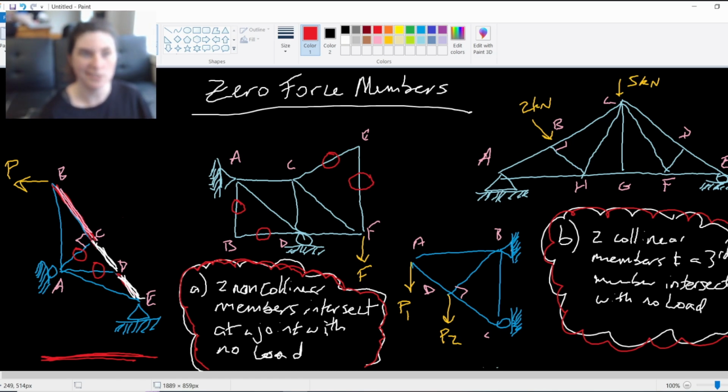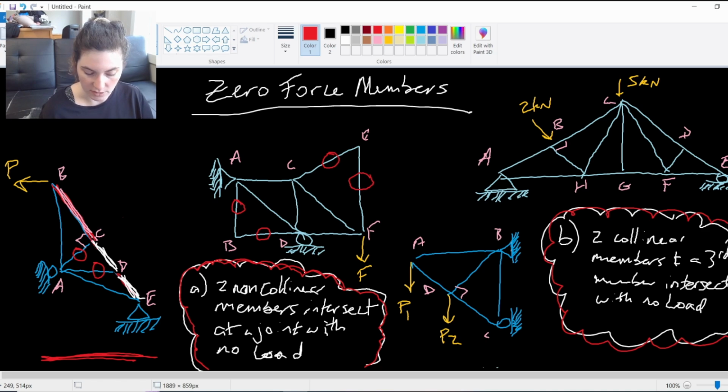So this truss can really be simplified to just a triangle, right? Just the triangle from A to B to E, because the load is only being applied at point B. No load applied at C or D. So those are zero force members. Again, this makes it way easier to solve a truss if I can eliminate almost half of the truss because they aren't bearing any load.